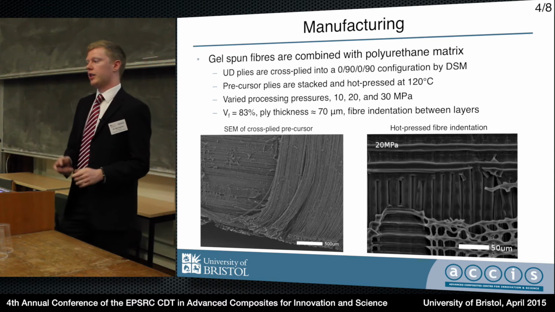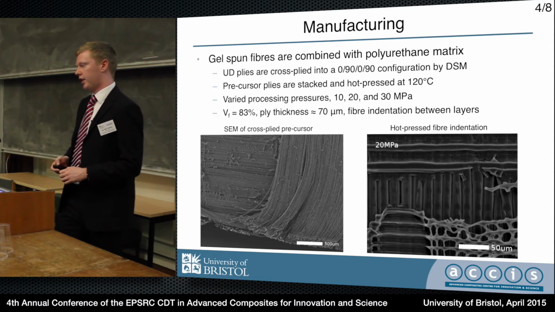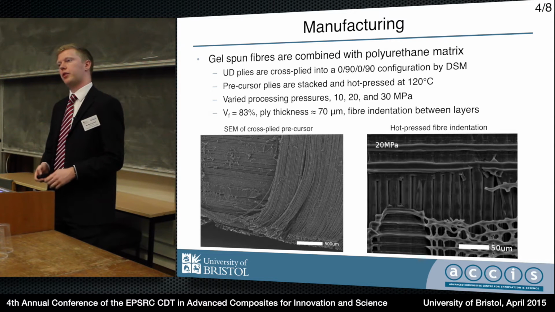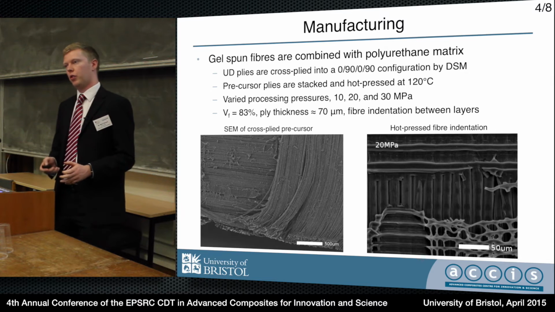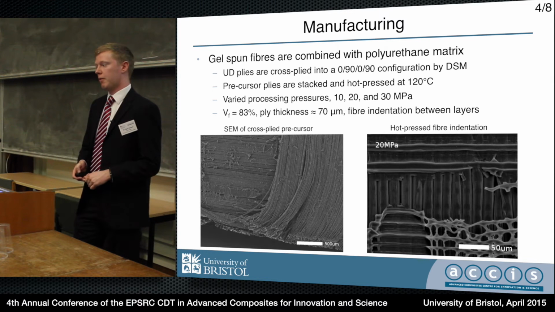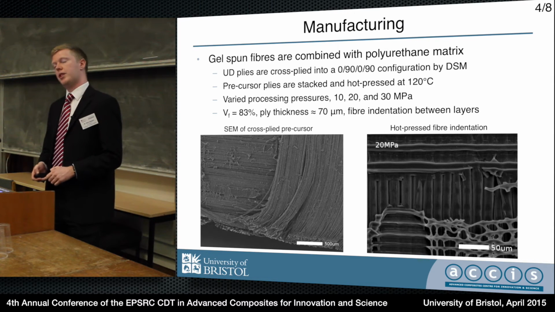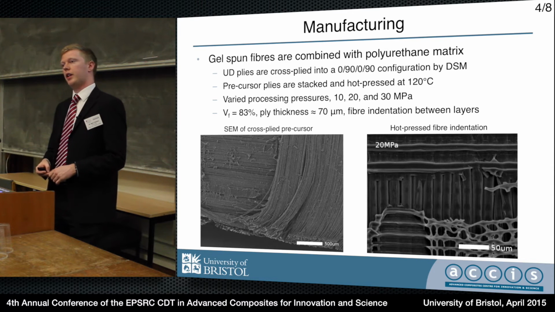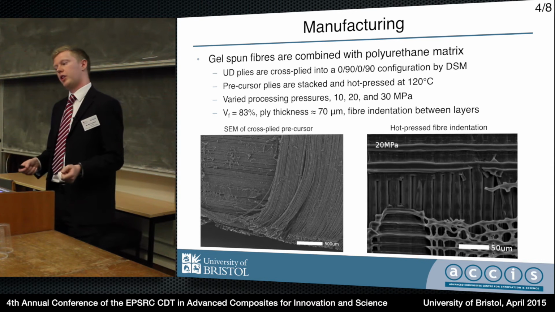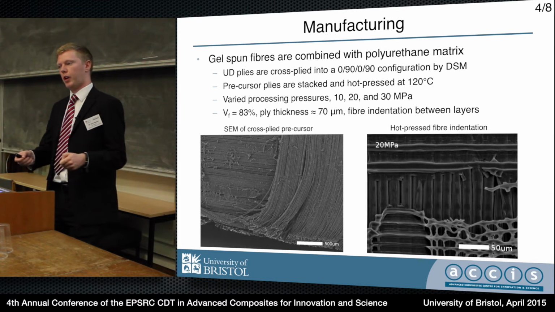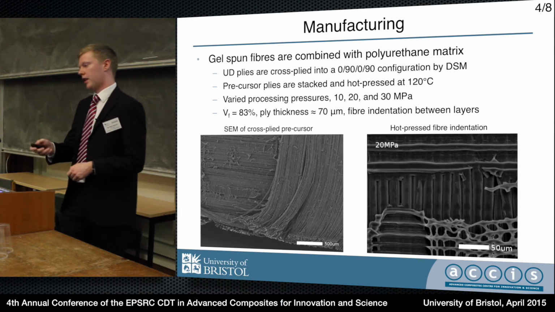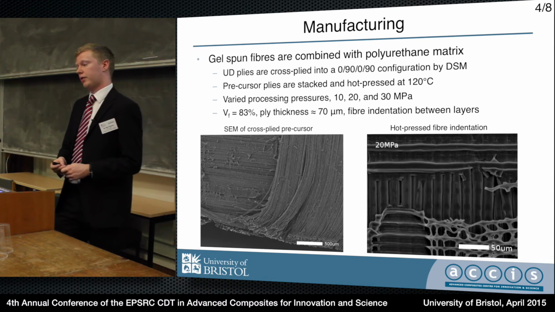So how do these get manufactured? The fibers are initially gel spun, and they're combined with a polyurethane matrix, so just rubber, and UD plies are cross-plied in a 0/90/0/90 configuration by the manufacturer DSM. And the reason they do this is because the plies are very, very thin. If you have a UD ply and you hold it in your hand, it's quite easy for it to fall apart. So there's an SEM of the cross-ply as it arrives on the left-hand side.